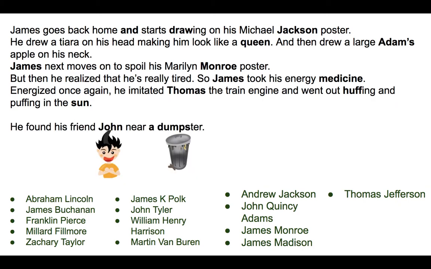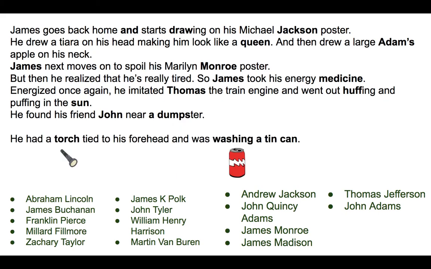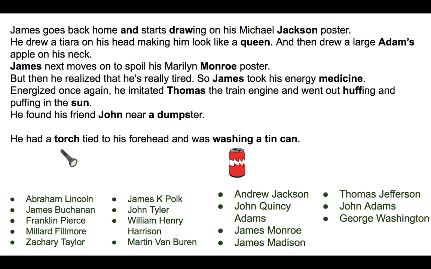He found his friend John near a dumpster. John Adams. He had a torch tied to his forehead and was washing a tin can. Torch rhymes with George. Washing a tin can, Washington. And that's all. Here we have all 16 names.